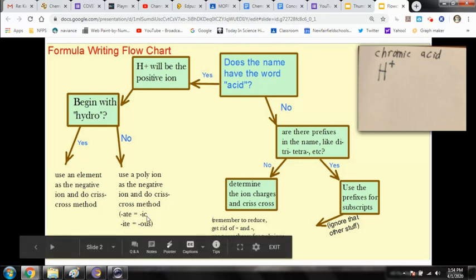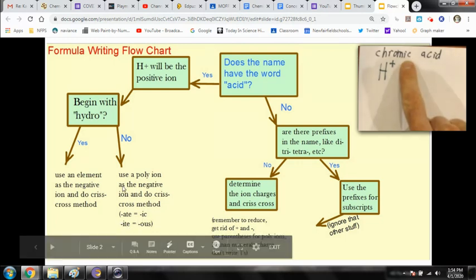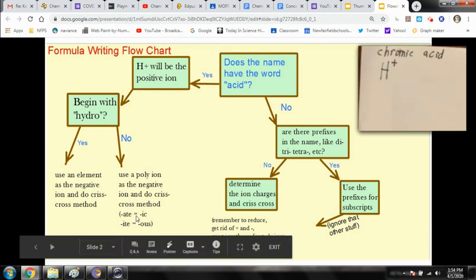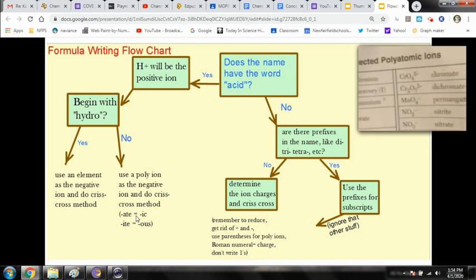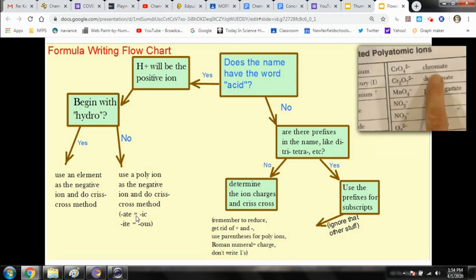Remember, ate means ic and ite means ous. So we have an ic in the name of the acid. Ic corresponds to ate. So chromic, what is that? That would then be chromate. Chromate? Is that even a thing? Oh, surprise! There it is. Chromate. Oh, so cute. Look at it.